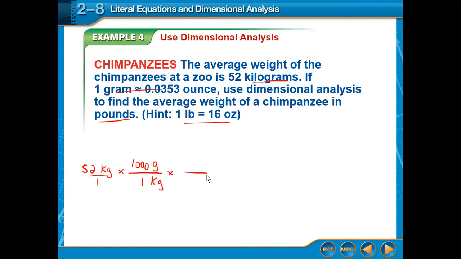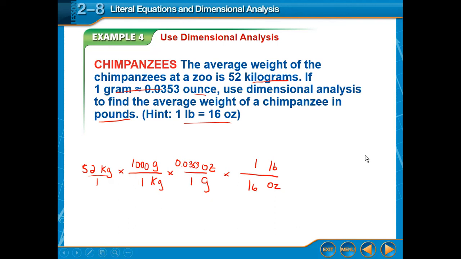Now I want to get out of grams, and then go to ounces. So I want to get rid of grams. The unit for grams is in the top, so I'm going to put it in the bottom so that it'll cancel. And I want to go to ounces. So 1 gram is 0.0353 ounces. Now my grams cancel and I'm in ounces. But I don't want to be in ounces, I want to be in pounds finally. So to get rid of the ounces on the top, I'm going to put it in the bottom so they cancel. And I want to go to pounds. Using this information here, 1 pound is 16 ounces.